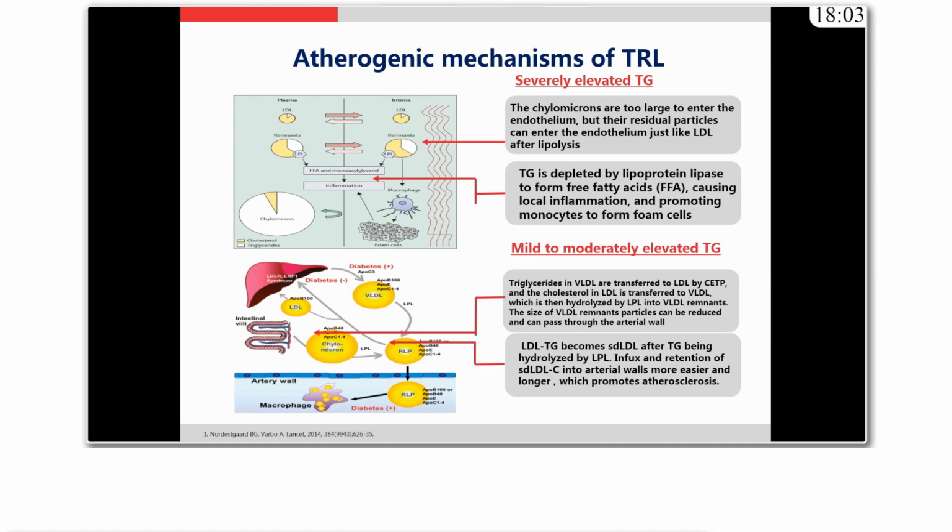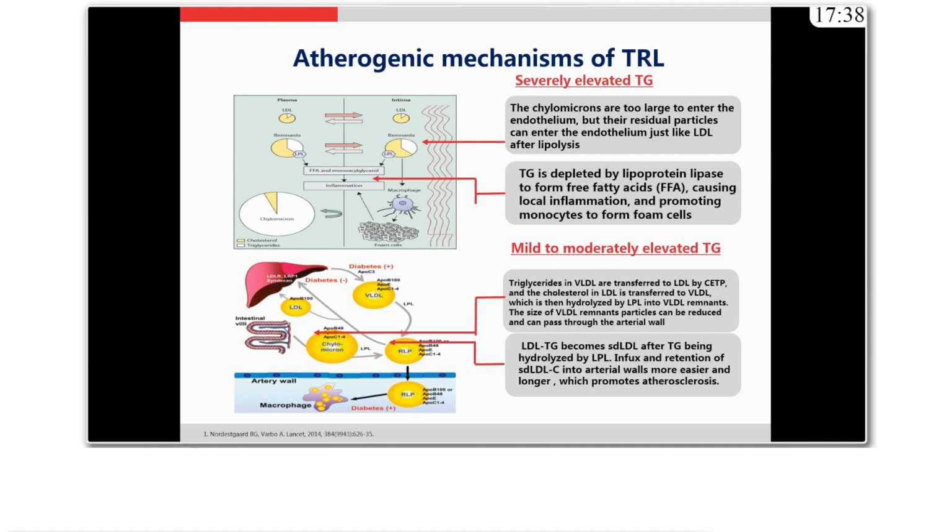So what are the atherogenic mechanisms of TRL? When TG is severely elevated, the chylomicron is still too large to enter the endothelium, but its remnant particles can enter the endothelium just like LDL after lipolysis. TG is depleted by LPL to form free fatty acids, causing local inflammation and promoting monocytes to form foam cells.